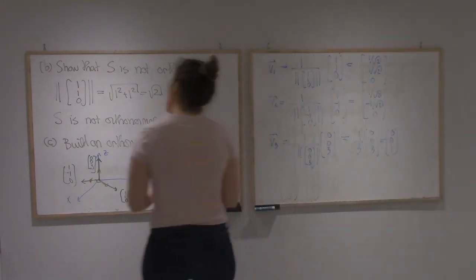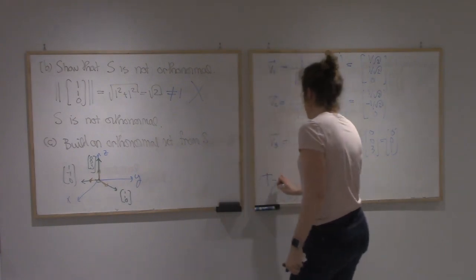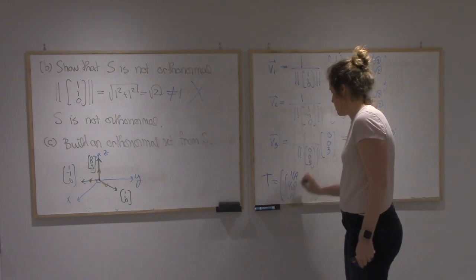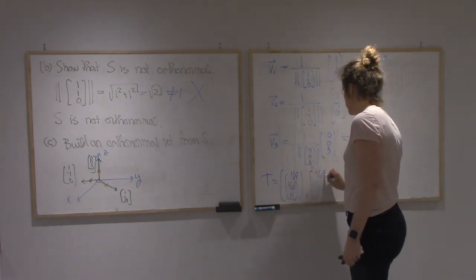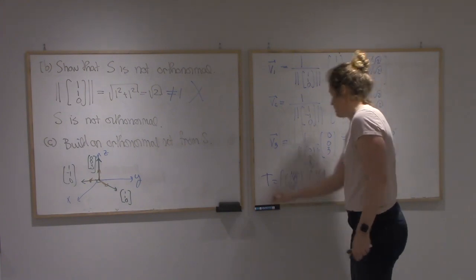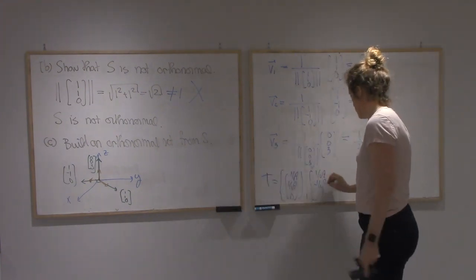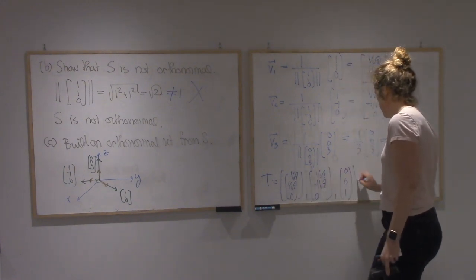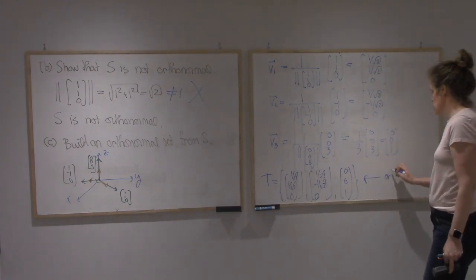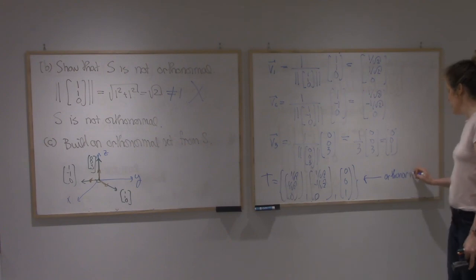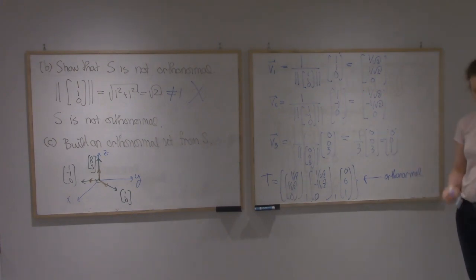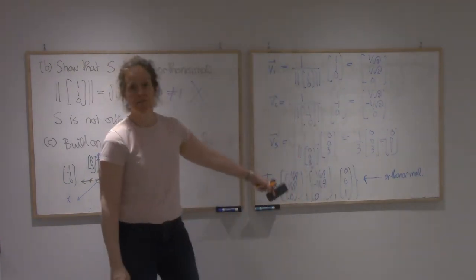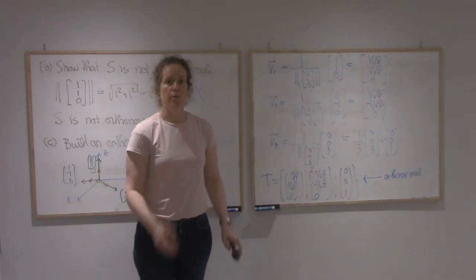So the new set, which I'll call T, is going to be (1 over root 2, 1 over root 2, 0), (1 over root 2, -1 over root 2, 0), and (0, 0, 1). And this is orthonormal. So these vectors all have length 1, and they're all perpendicular pairwise.